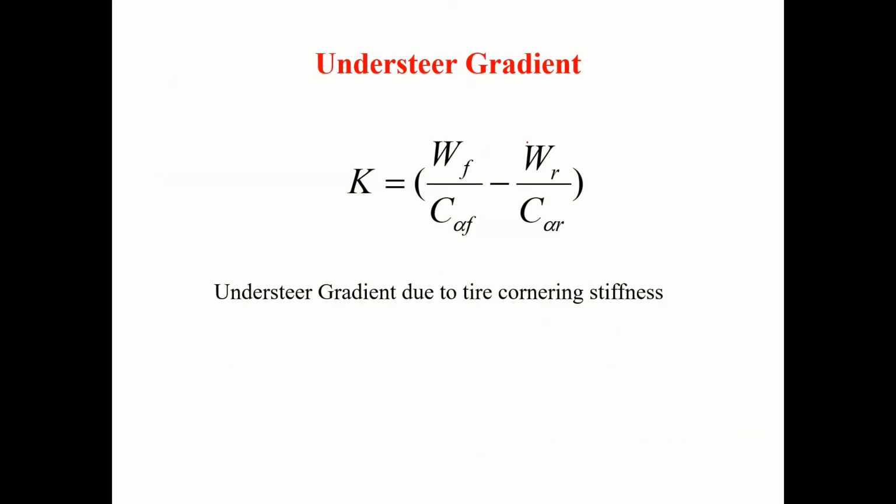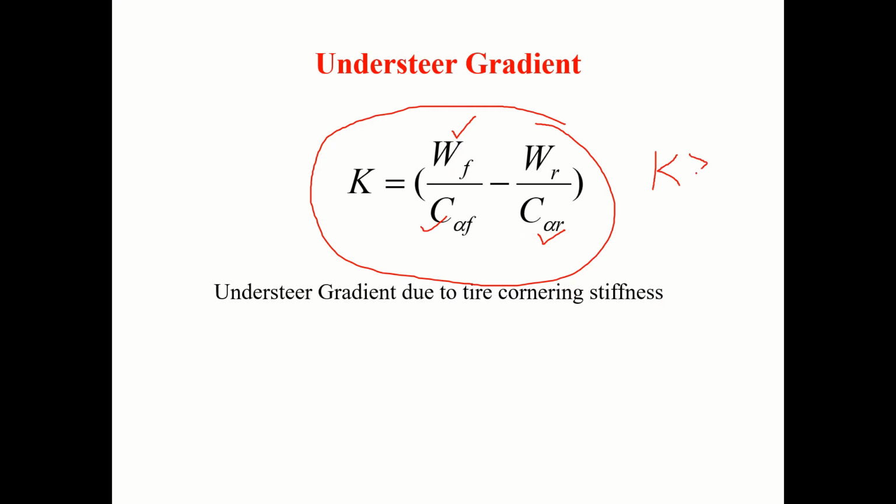So now K is this. If the load on the front is, assuming C alpha F and C alpha R are the same for the front and rear tire, if WF is greater than WR, K becomes positive. If both are equal, K is equal to 0. If this is greater than this, then K is negative.